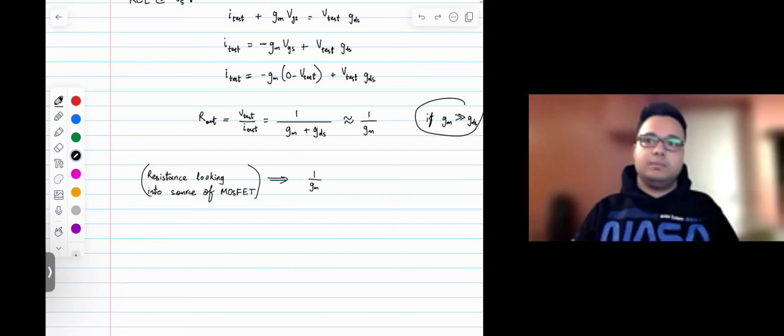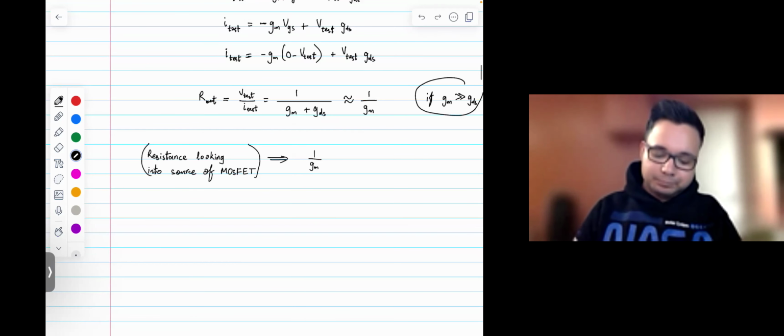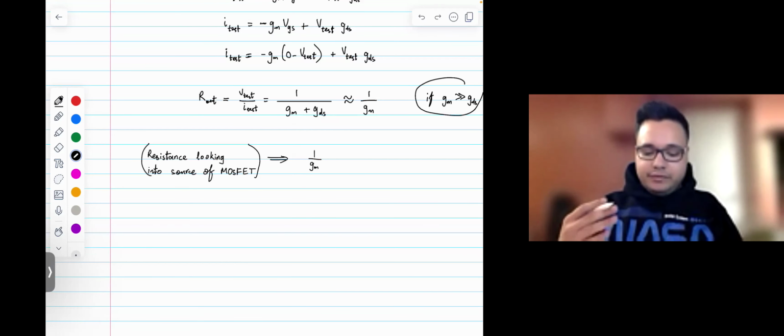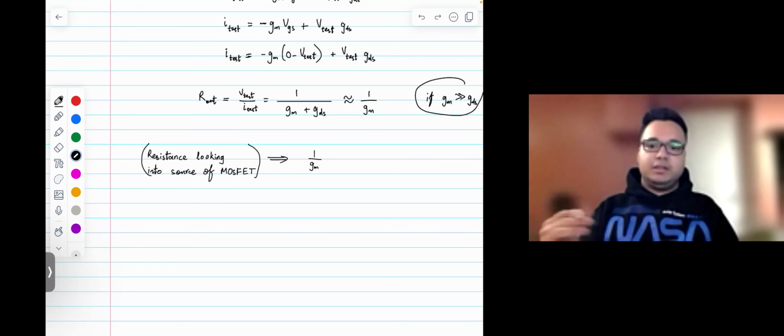So take this approximation with a grain of salt. But essentially, resistance looking into the source of a MOSFET is 1 over GM.